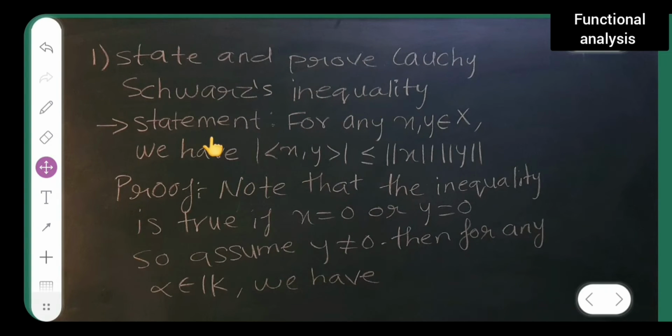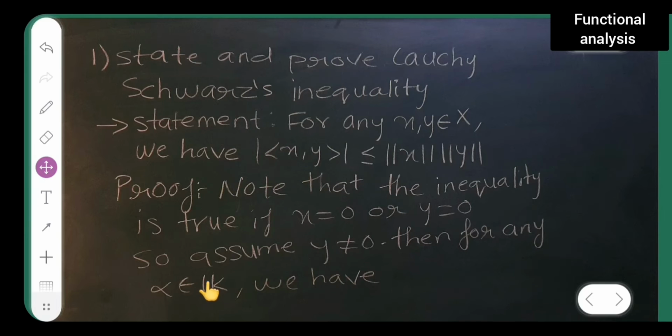The statement says that for any x, y belonging to X, we have modulus of inner product x comma y is less than or equal to norm of x into norm of y. The proof starts like this. Note that the inequality is true if x is equal to 0 or y is equal to 0. So the inequality is true if either one of them is equal to 0. So what I have to do is assume that y is not equal to 0.